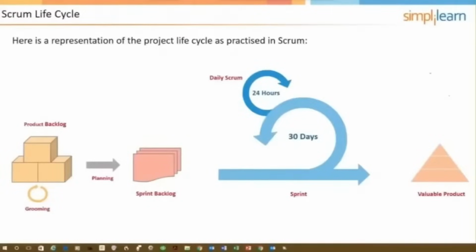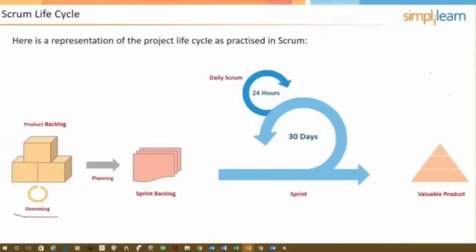First of all, we have the product backlog. The product backlog has to be kept current, and we call that grooming. Grooming is adding user stories and removing user stories from the product backlog. Product backlog is the scope of the project. The product owner owns that. The team assists in that effort.